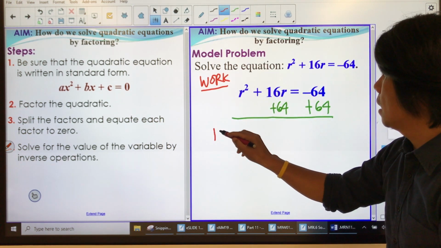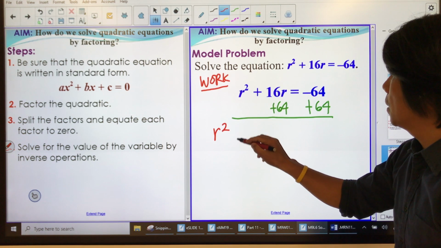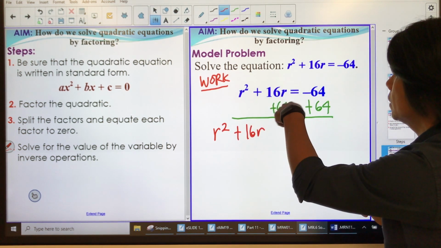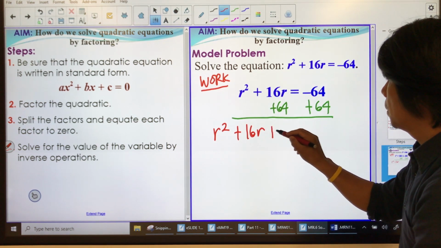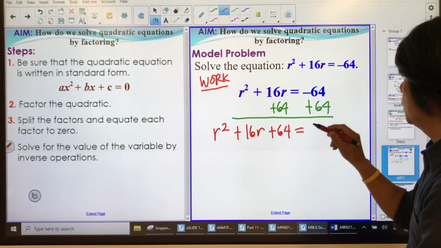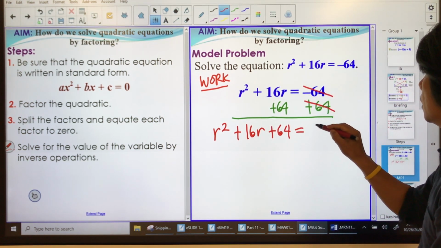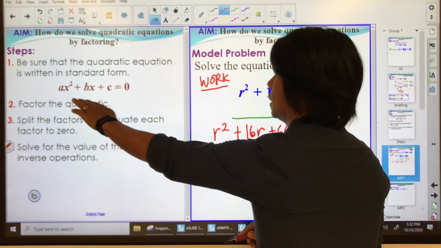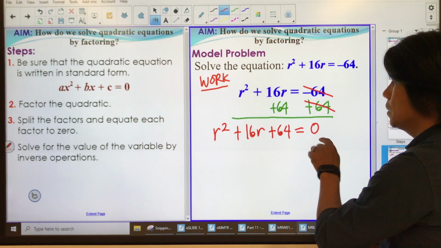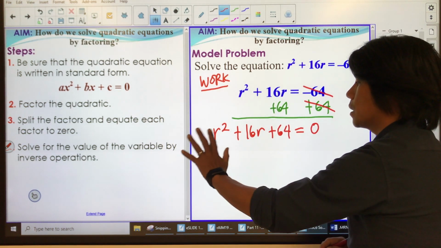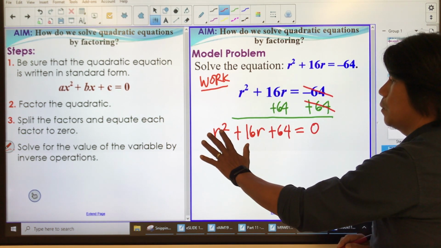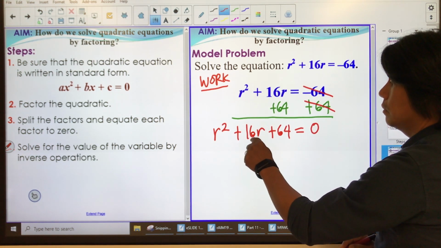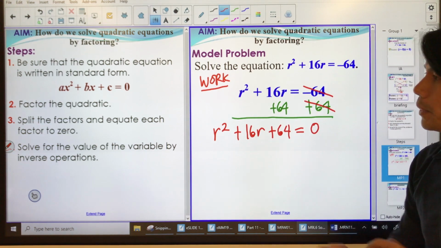Now that's going to be r squared, bring that down, plus 16r, because you cannot combine these two, they are not like terms, plus 64 equals, so this becomes 0 now. We're done with step 1. It's in standard form. It's equal to 0 and all the terms are on one side of the equation. And you have the quadratic term, the linear term and the constant.